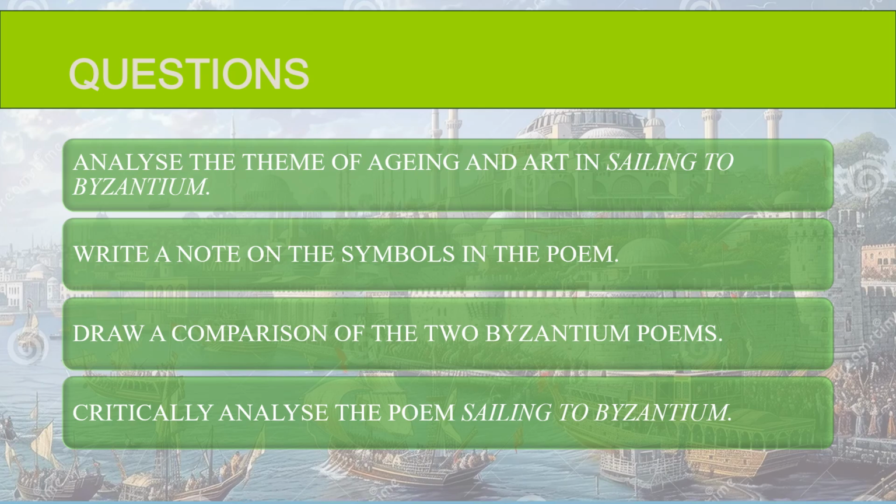So here are some questions that it would be nice to prepare if you have watched both the videos properly and carefully. The first one is, analyze the theme of aging and art in Sailing to Byzantium. Then we have, write a note on the symbols in the poem. Then we have, draw a comparison of the two Byzantium poems. And lastly, critically analyze the poem Sailing to Byzantium.